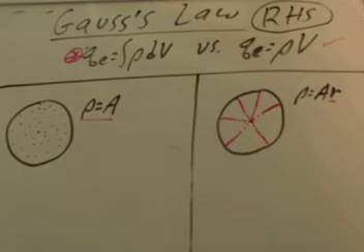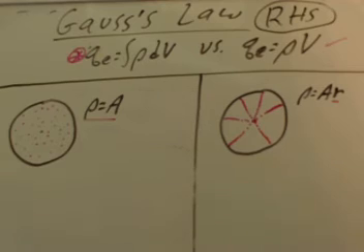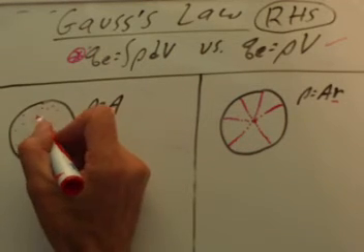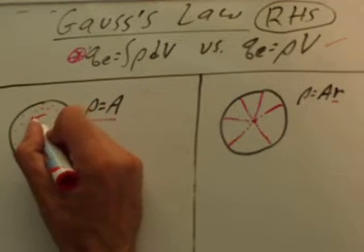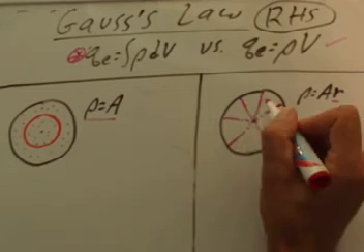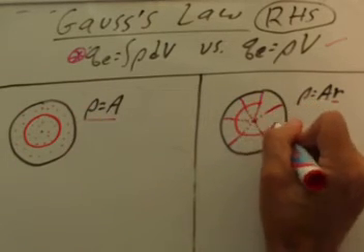So the first thing, of course, that we do with Gauss's law is draw a Gaussian surface. Let's just say that the goal of this problem is to find the electric field inside either one of these spheres. So all right, let's draw a nice Gaussian surface inside this sphere. There it is. And a Gaussian surface inside this sphere as well. There it is.